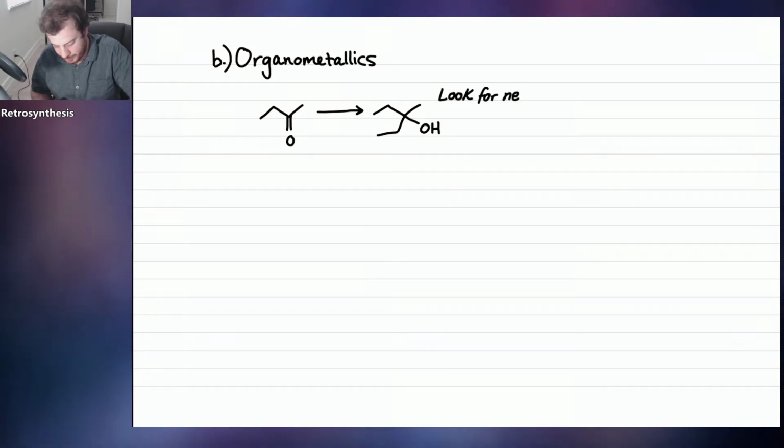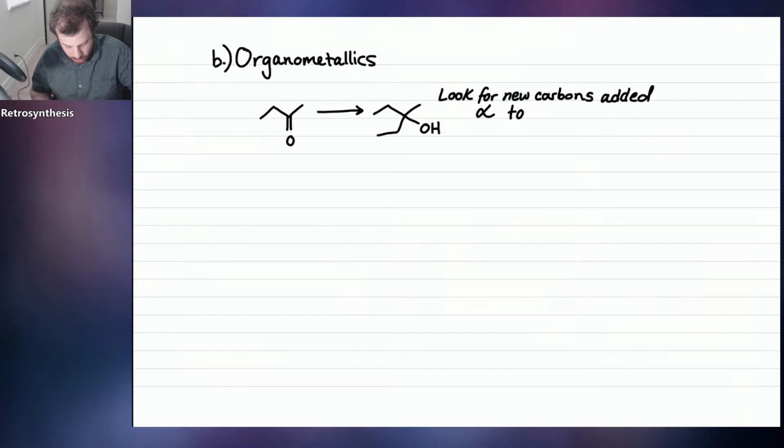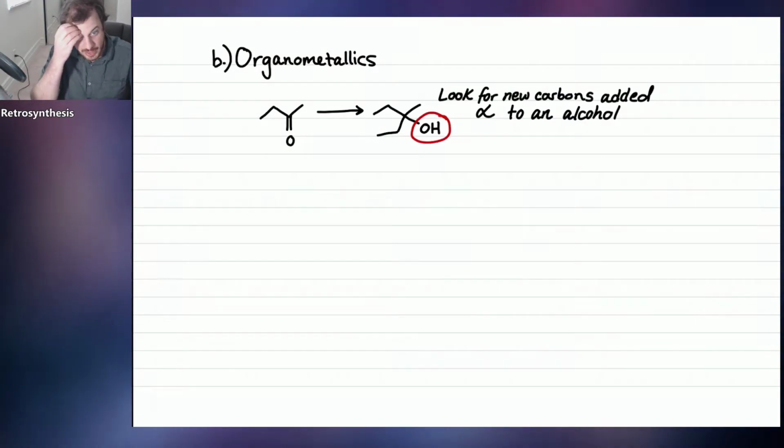for new carbons added alpha to an alcohol. In other words, look for an alcohol in your product. We have one here. And then look to see if there were any new carbons added alpha to that alcohol. So remember, we had the 4 carbons here. They're still here. So can you see where the new carbons are? They're added alpha to our alcohol. They're right here. Whenever you see new carbons added alpha to an alcohol, that is evidence of organometallic reaction.